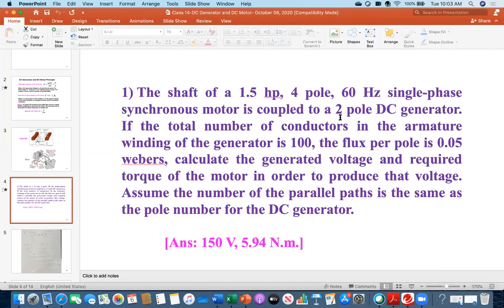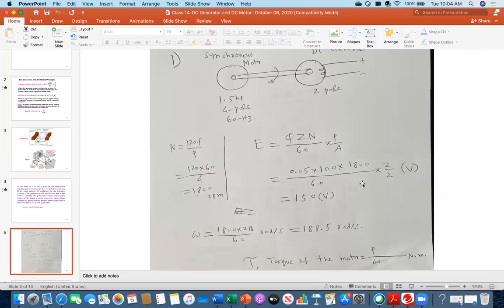So in the second line, you see the pole number is 2. So this means the parallel path is 2. So that's why I have put here 2 over 2. This means P is 2, A is 2. And then I just showed how to calculate the N on the left side. And keep in mind that is coming from the synchronous motor. Directly, the speed of the DC generator is not mentioned, but because it is the common shaft, it will be the same.